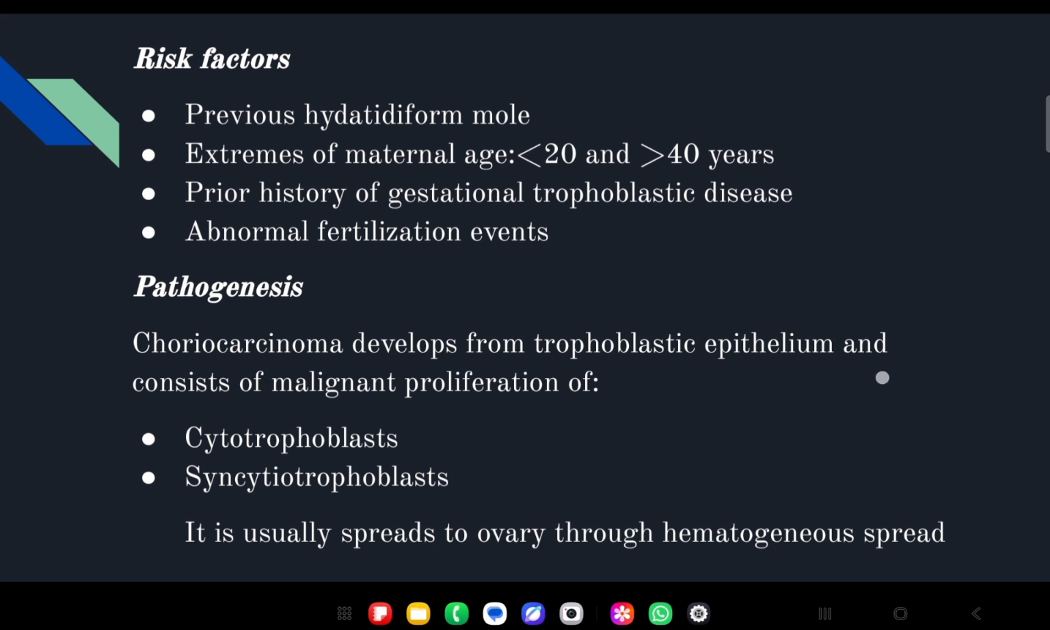And pathogenesis. Choriocarcinoma develops from the trophoblastic epithelium and consists of malignant proliferation of cytotrophoblasts and syncytial trophoblasts, as these two are the layers of villi. And it usually spreads to the ovary through hematogenous spread, as this malignancy spreads through the hematogenous or blood route.